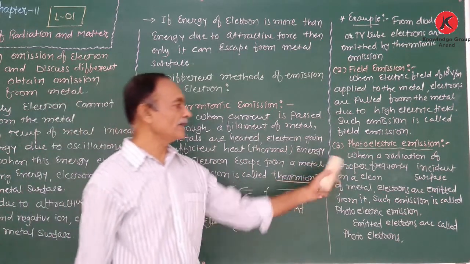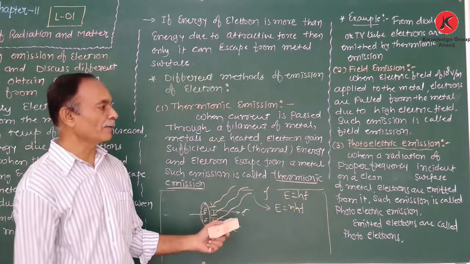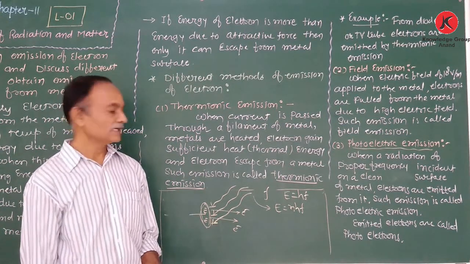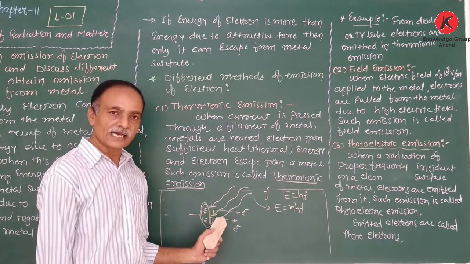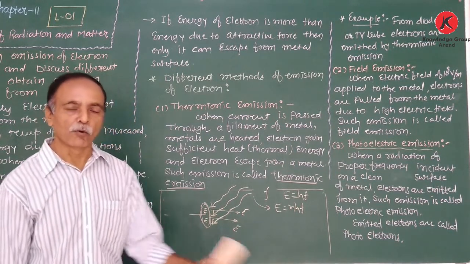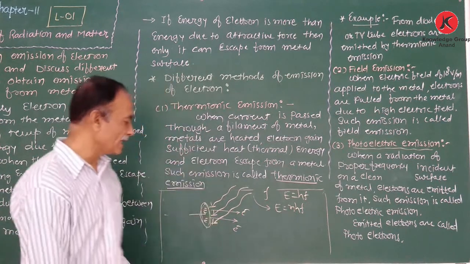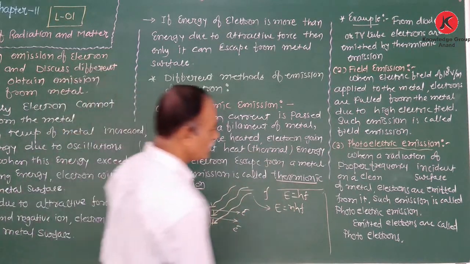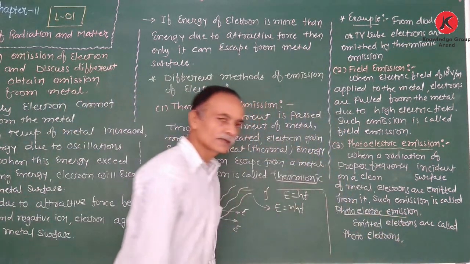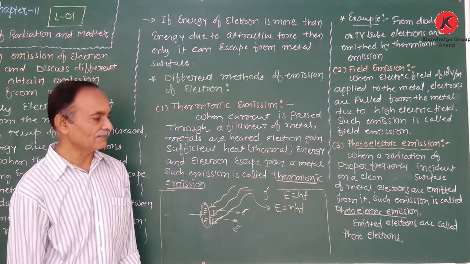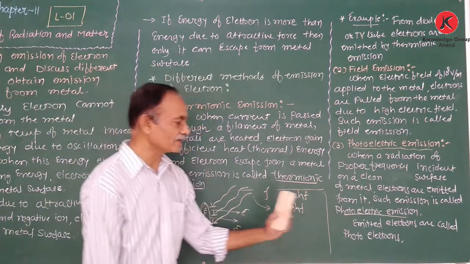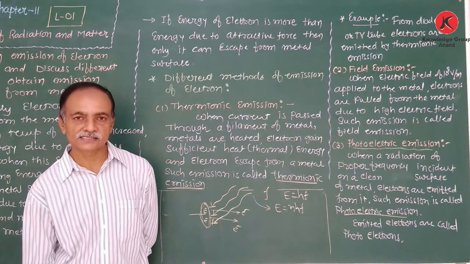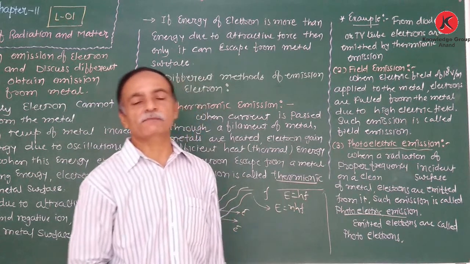Again, what is the photoelectric emission? When radiation of proper frequency is incident on a clean surface of metal, the electron gains the energy, and when the energy of the electron is more than the binding energy, electrons are emitted from the metal, and such emission of electrons is known as photoelectric emission. And these emitted electrons are known as photoelectrons. Clear this?